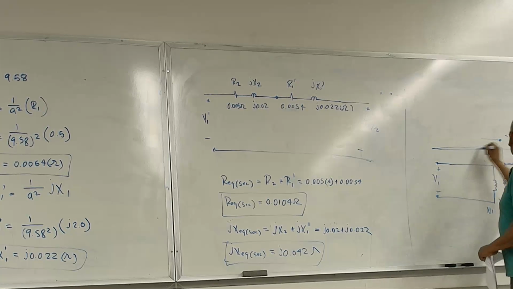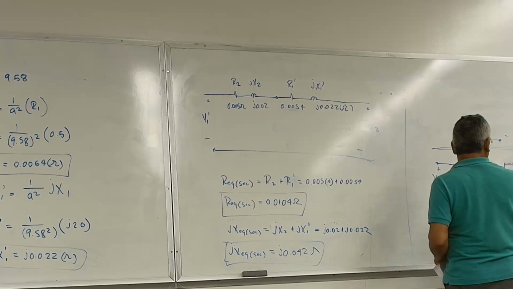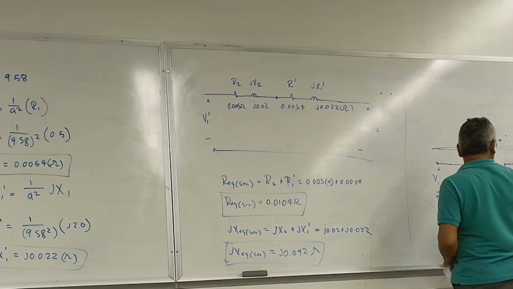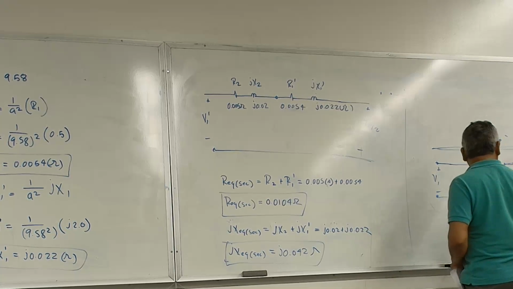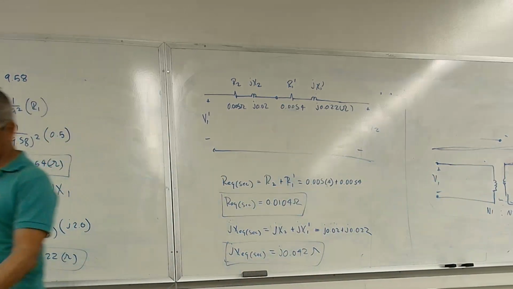Okay, so that's the answer. You can leave it like this if you want and just have a circuit with V1 prime here. But this is a good answer. This is an acceptable answer.